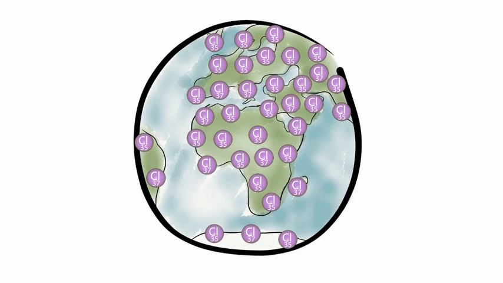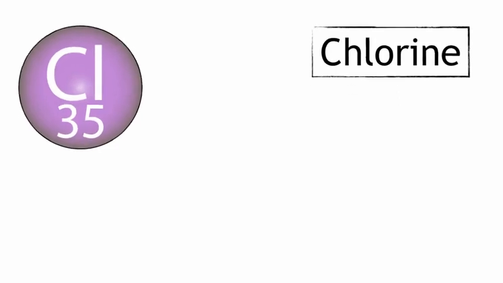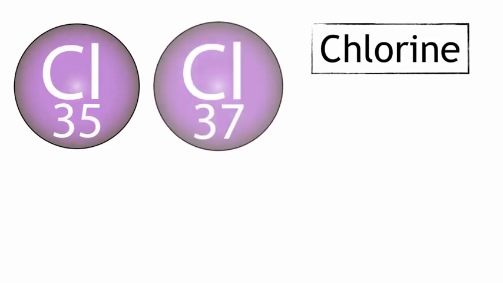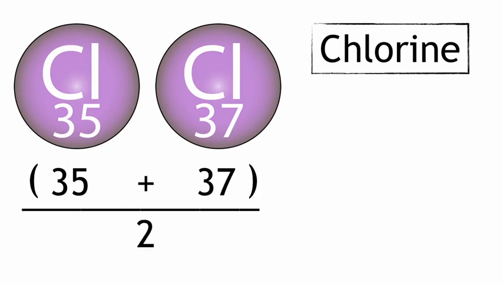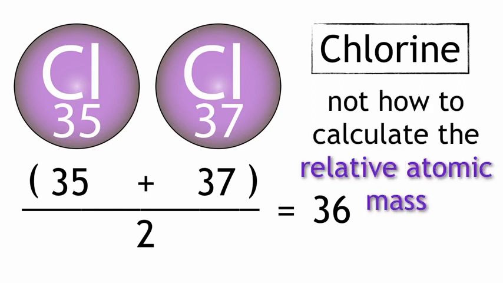For example, let's look at the isotopic forms of chlorine. Some chlorine atoms have a mass of 35, and some have a mass of 37. In most cases, to take a simple average, you would just add the values together and then divide by the number of values. In this case, it would be 35 plus 37 divided by 2, and you would get an average of 36. But this is not how you calculate the relative atomic mass.